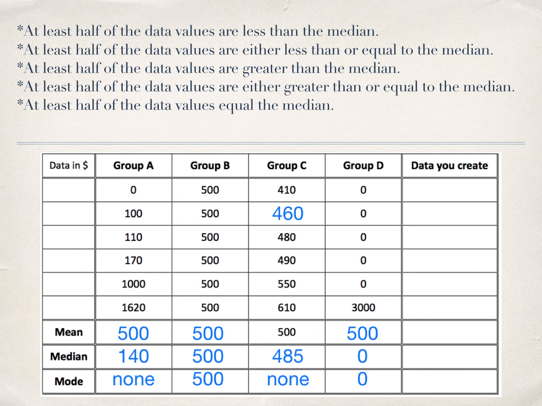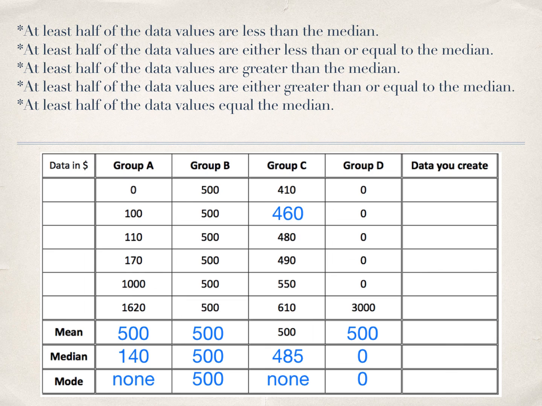Again, if you look at group A, half of the data values are indeed less than the median of 140. In group B, again, the median is 500, and in fact, all of the numbers are less than or equal to the median. So certainly at least half are less than or equal to the median. So that would be a true statement for group B as well. In group C, 485 is the median, and indeed, exactly three of the numbers are less than or equal to the median. And with group D, at least half of the data values, in fact four of the six data values, are either less than or equal to the median of zero. So that's always true.